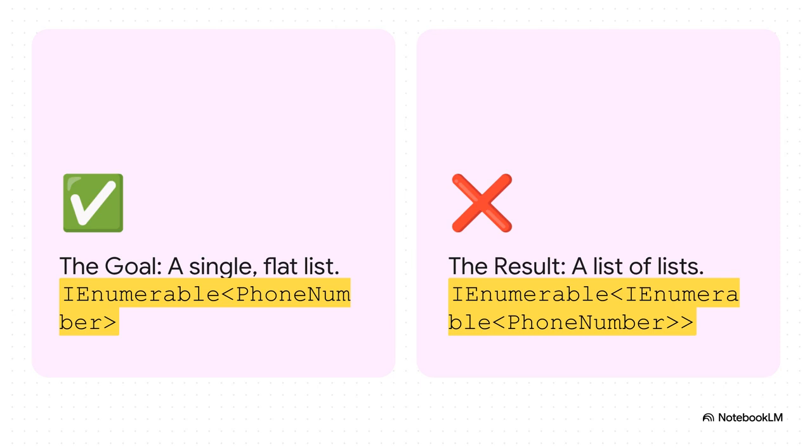Well, this is where we hit a snag. And it perfectly shows the problem. We wanted that one simple flat list of phone numbers. But because Select is one-to-one, for each person we put in, we got one thing out, and that one thing was their list of phone numbers. So now we're stuck with a list of lists. Not what we wanted at all.